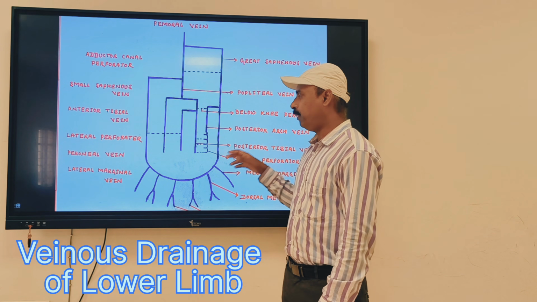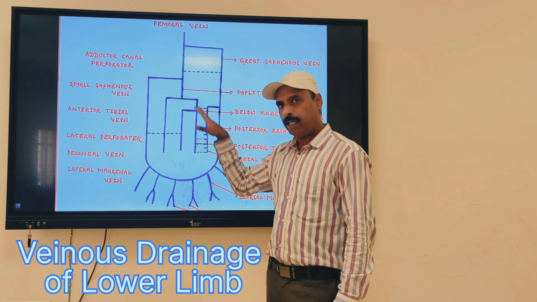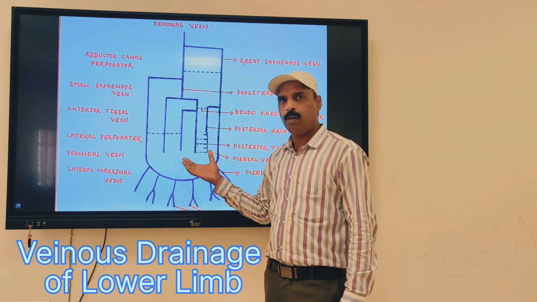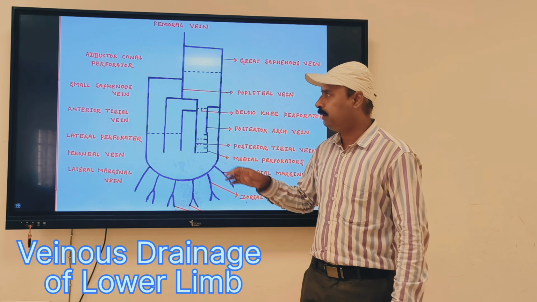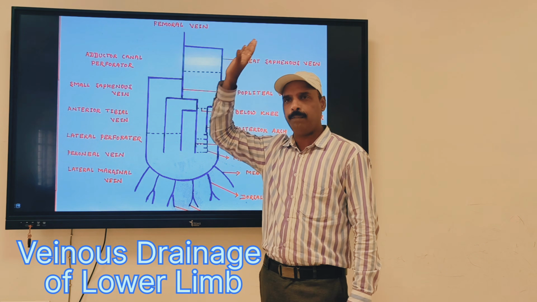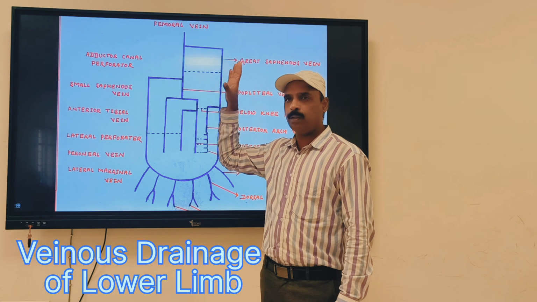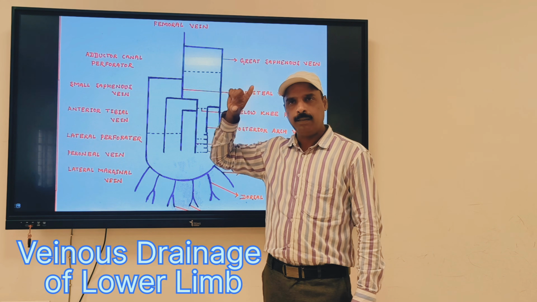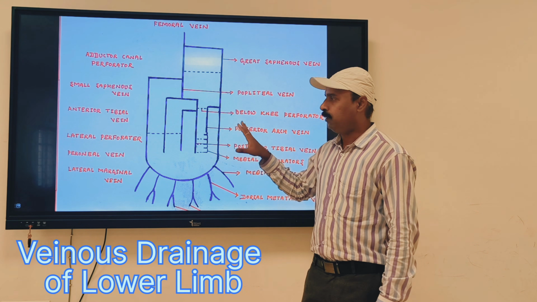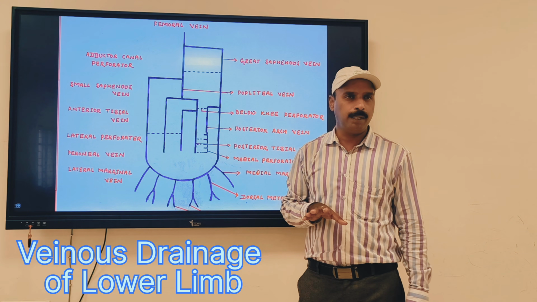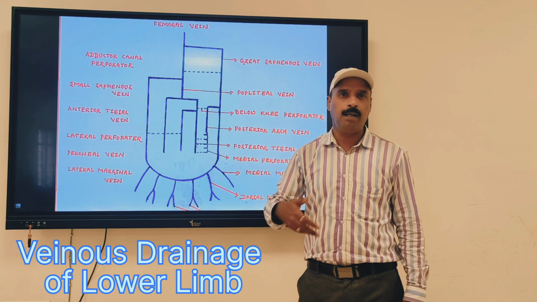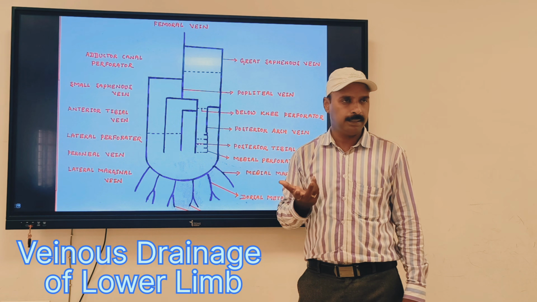So how does the venous blood of the lower limb ascend upwards, what mechanism is present here, and what factors are responsible for the venous return of the lower limb? It has to go from the femoral vein to the external iliac vein in the abdomen, to the common iliac, to the inferior vena cava, which opens into the right atrium. So it is very important how the lower limb venous blood drains to the heart against gravity.